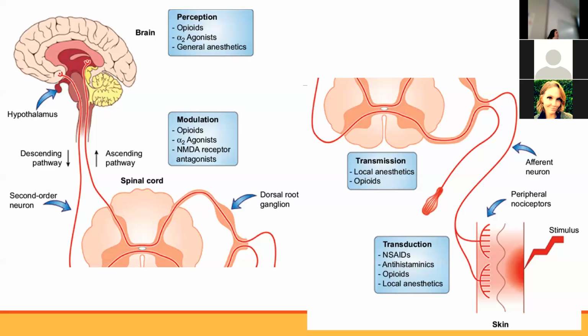The actual transmission, along those nerve fibers, getting the signals from the periphery up to the brain, that's going to be anesthetics, but we're talking local anesthetics now, as well as opioids. And then the actual pain receptors in your arm or your fingers that are noticing something's going on, that's going to be our NSAIDs, potentially antihistamines.